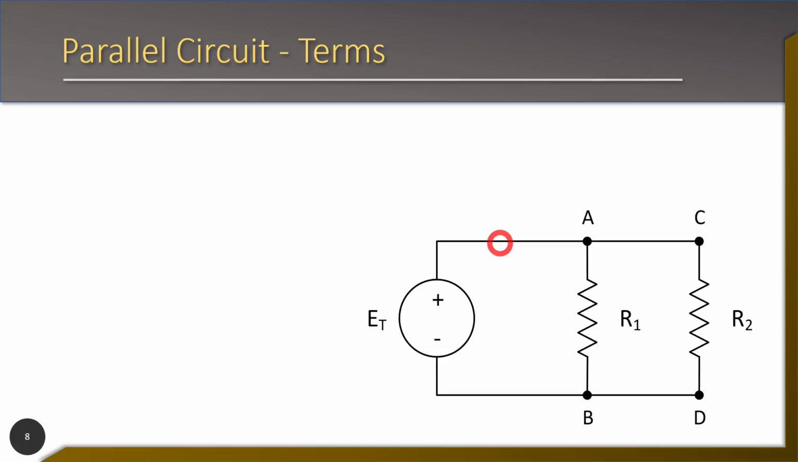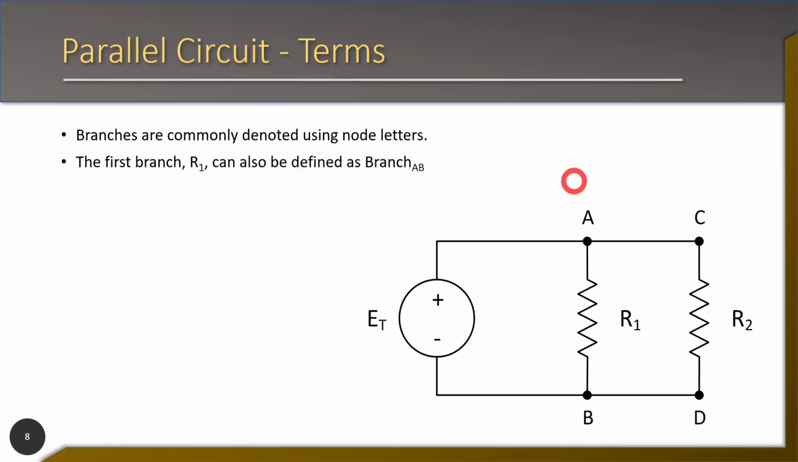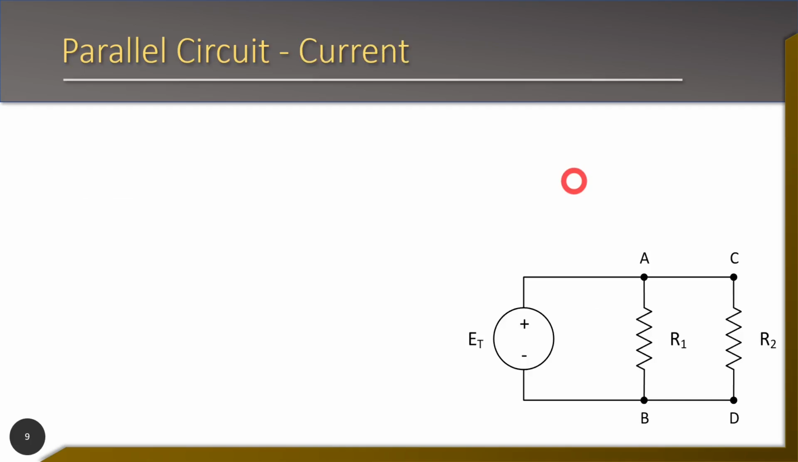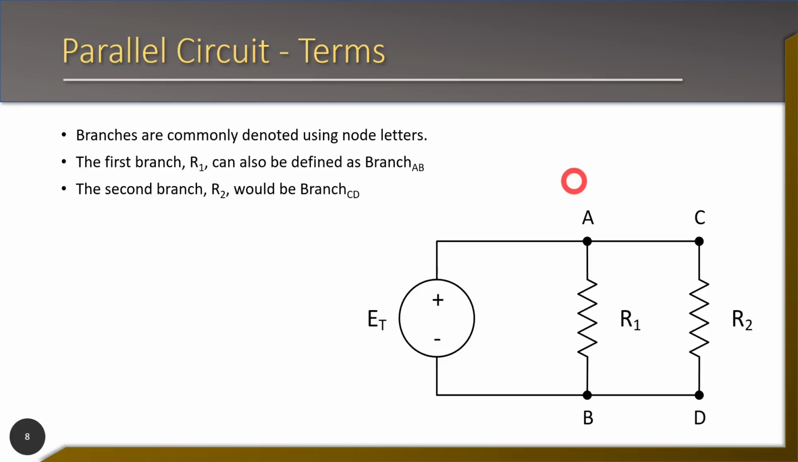Okay. Here is a way that we can denote branches, as well as just saying the R1 branch, because it could have more than one resistor in it. So we can use node letters. Remember, we talked about this with voltage referencing. This little dot here with a letter next to it is considered a node or a point on the circuit. So the first branch here, R1, is going to be branch AB. The second branch, R2, is going to be branch CD. So let's look at how this can be used in denoting currents on the next slide here.